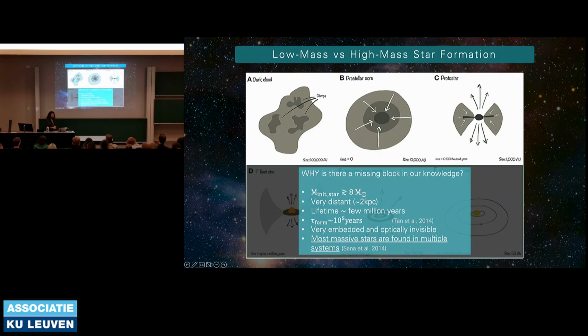They are very embedded and optically invisible. And also, most massive stars are found in multiple systems, so we should rather see massive star formation as multiple formation rather than just single massive star formation.